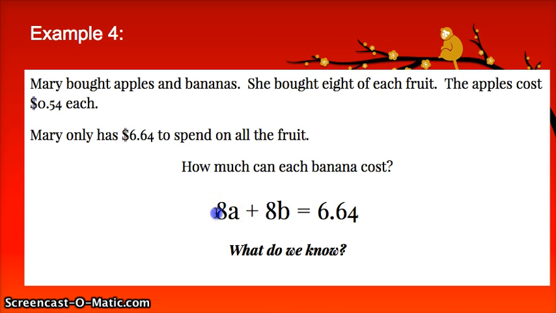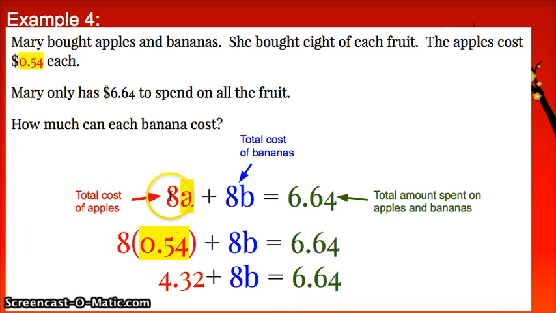What do we know? It turns out we know almost everything. We know that Mary is buying apples and bananas. We know that she is buying 8 of each kind of fruit. We know how much the apples cost. Each apple costs 54 cents. And we know that Mary's only going to spend $6.64. So the equation represents the cost of the apples, right? 8 apples times the cost of an apple, plus the cost of the bananas, 8 times the cost of each banana, is going to equal the total.